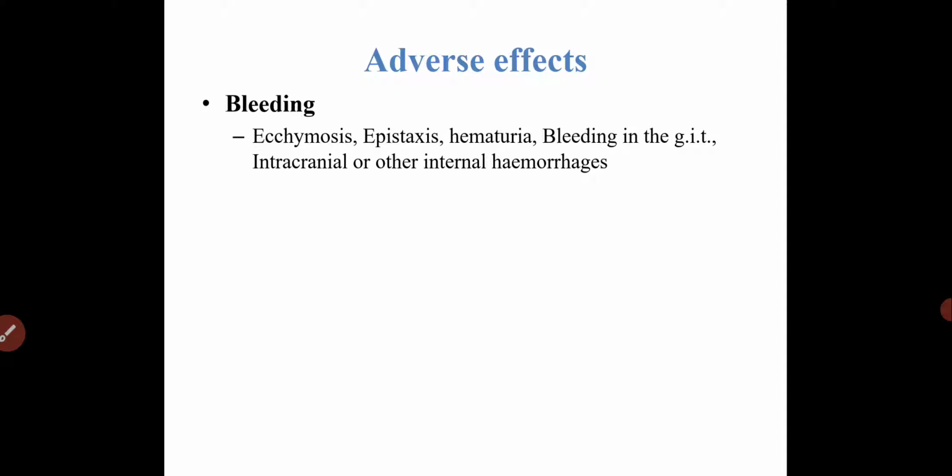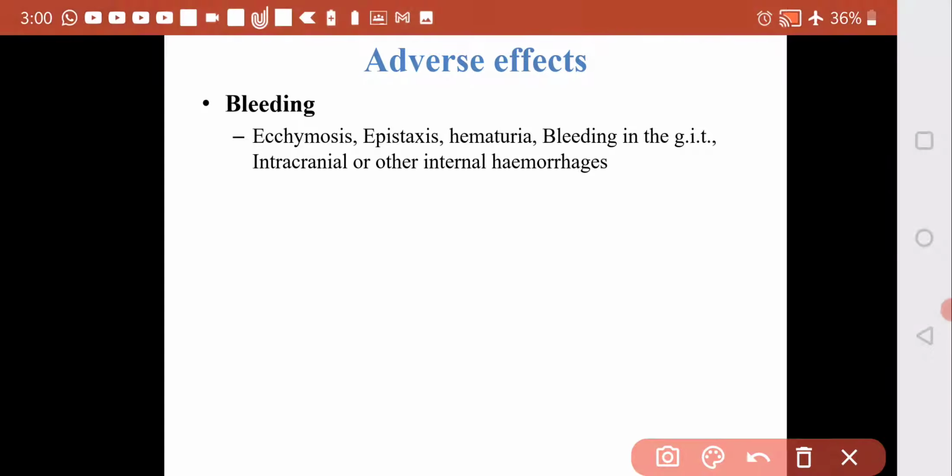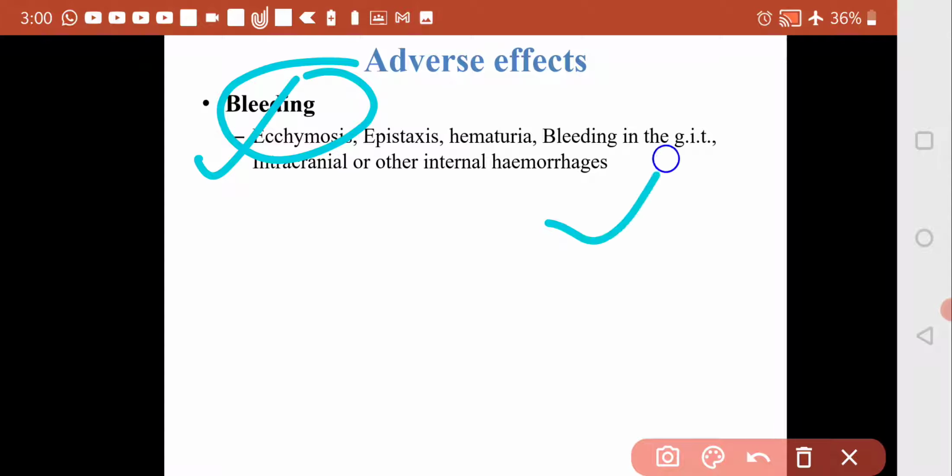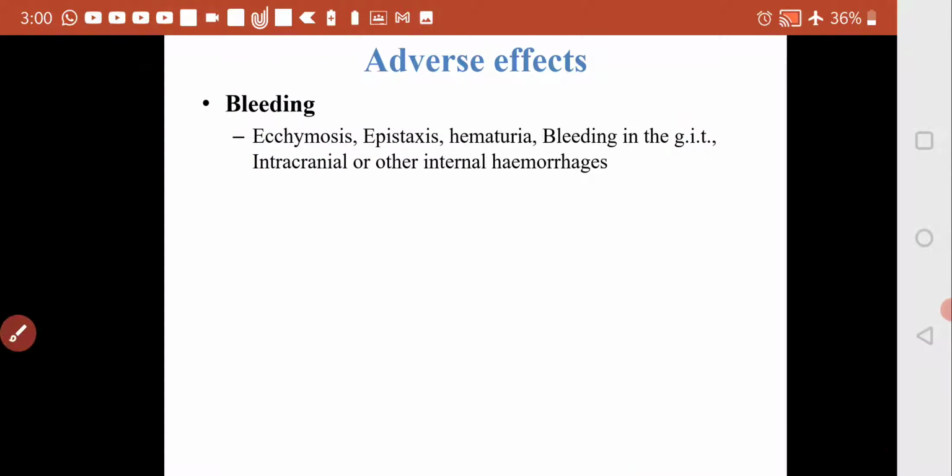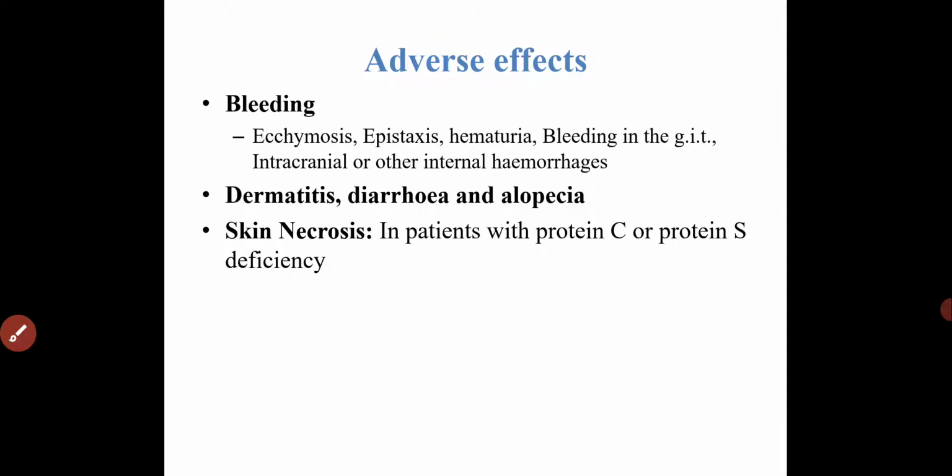Let's see the adverse effects. For all anticoagulants, either oral or parenteral, the main ADR is bleeding. So there is a chance of ecchymosis, epistaxis, hematuria and other GIT hemorrhages. Also try to remember dermatitis, diarrhea and alopecia with warfarin. Also there is a chance of skin necrosis if there is a deficiency of protein C and protein S.